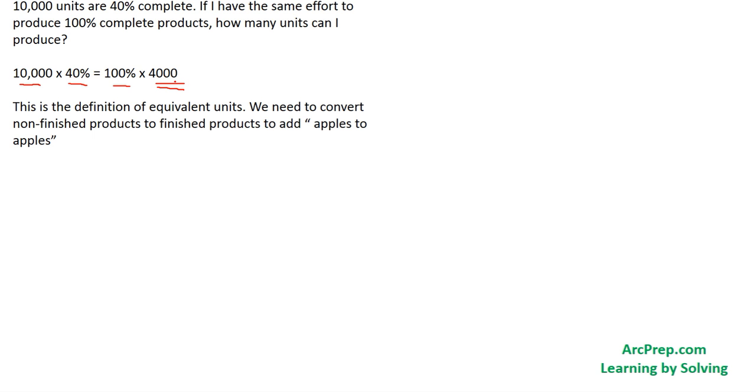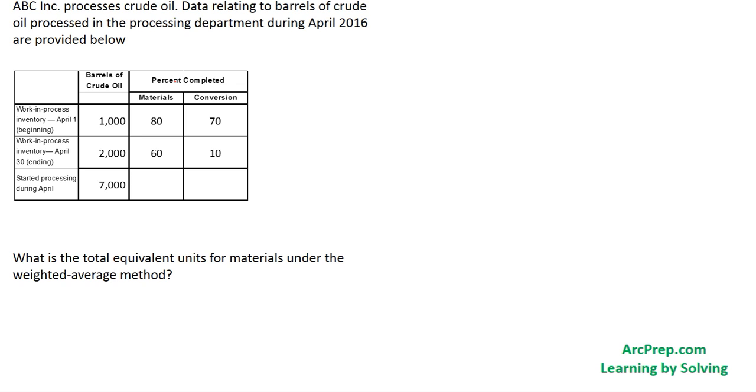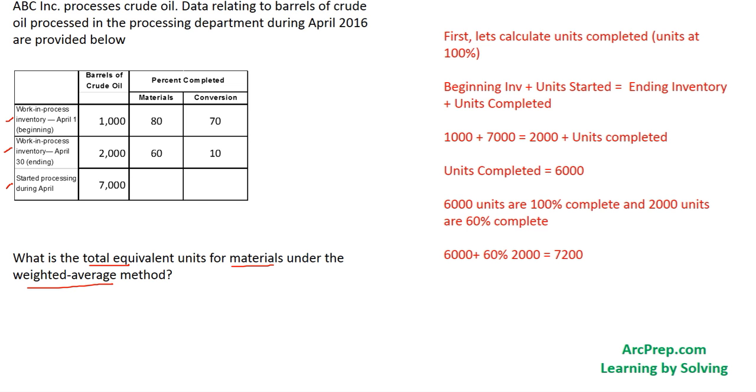Now, with that equivalent units in the back, let's calculate the following. We are trying to calculate the total equivalent units for materials under the weighted average method. Now, I do know work in process inventory beginning, I do know ending inventory, and I do know the units that we are starting. First, I need to calculate the units that I complete. And I'm going to use the equation that I've been using for managerial accounting since question 1. Beginning inventory plus transfers in is ending inventory plus transfers out.